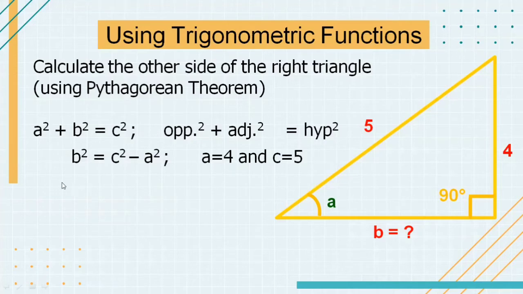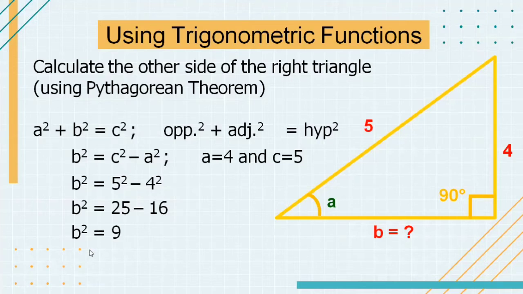Substituting these values to our formula, we have b squared is equal to 5 squared minus 4 squared. Then b squared is equal to 25 minus 16, which is equal to 9. Then we take the square root of both sides of the equation, and that would be the square root of b squared is equal to b, and the square root of 9 is equal to 3. And our answer there is b is equal to 3.